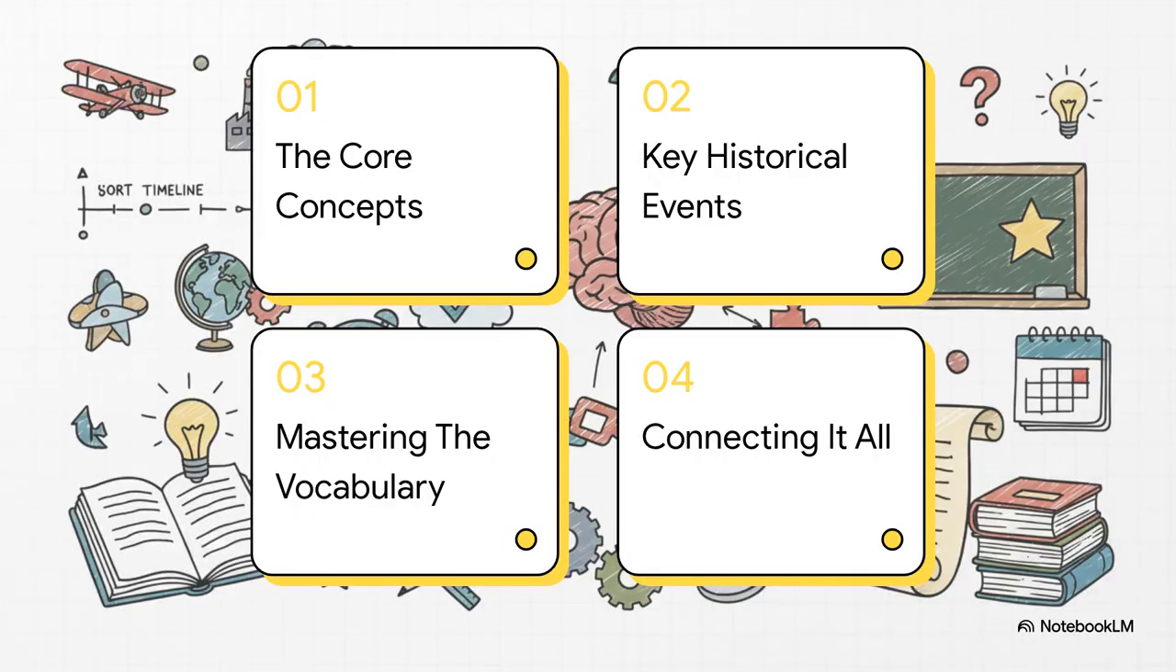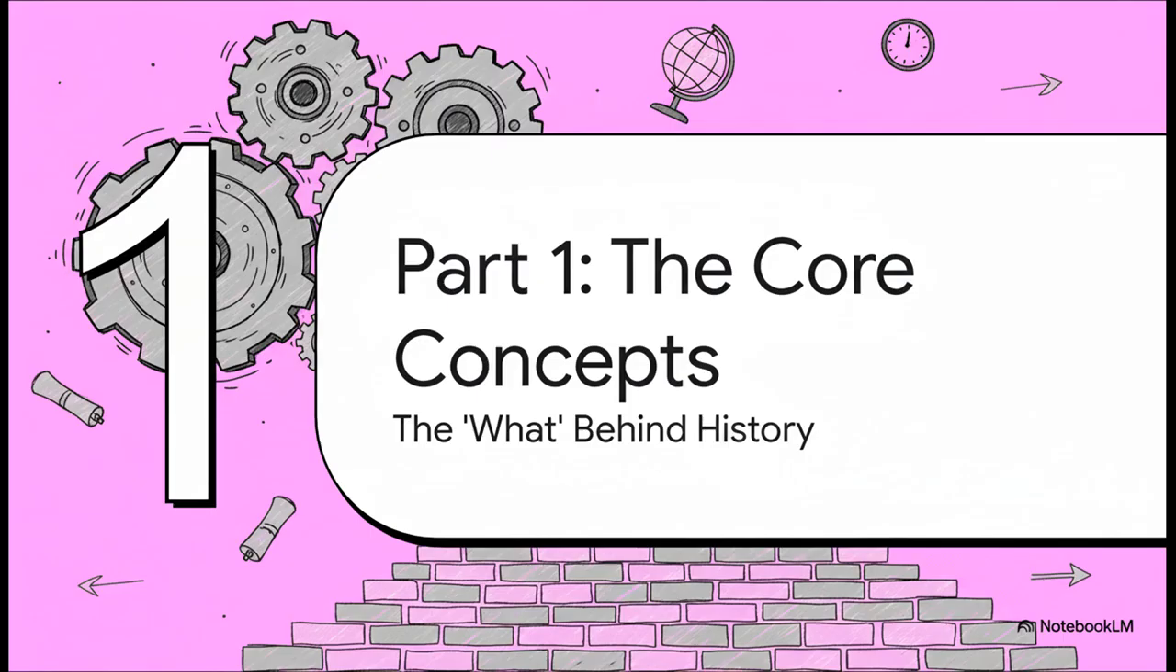We're going to do this in 4 simple parts. First, we'll nail down the core concepts. Then we'll jump into the key historical events. After that, we are going to master the vocabulary for the test. And finally, and this is the most important part, we'll tie it all together so you can walk into that test feeling like you own this stuff. Ready? Let's do it.